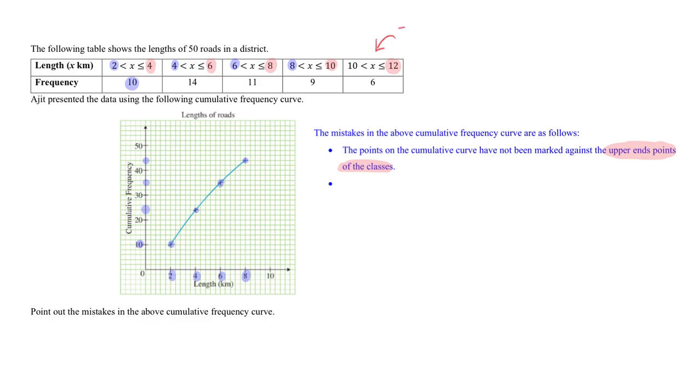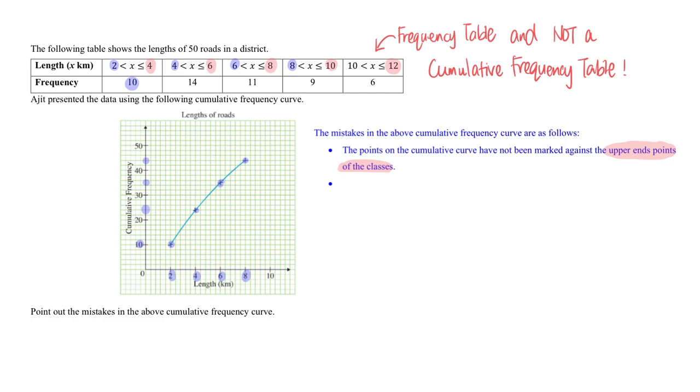So I repeat, this is a frequency table, and not a cumulative frequency table. Okay, so he needs to construct this first.